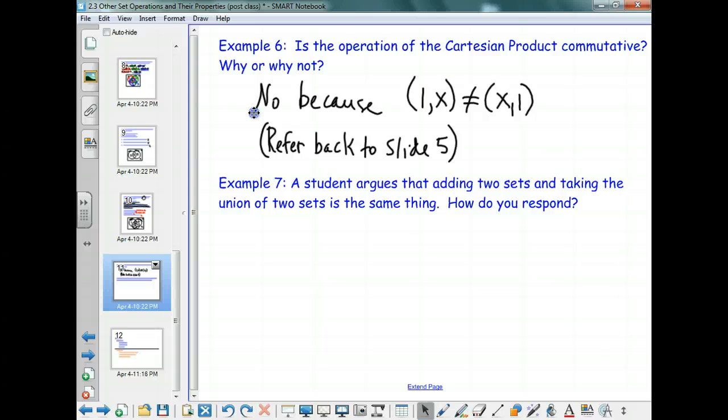Last example. Example 7. A student argues that adding 2 sets and taking the union of 2 sets is the same thing. How do you respond? You're awfully quiet in your response to the student. So it's not the same. Right? That's a good thing to say first. All right? Not the same.